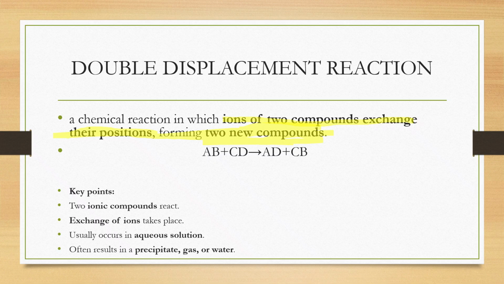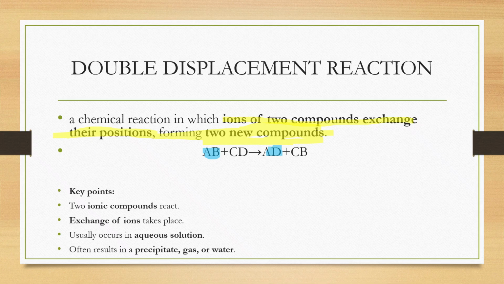As you can see in the example, AB is there and CD is there. A will displace C and add D to it, so it will become AD, and whatever is left will be C along with B.